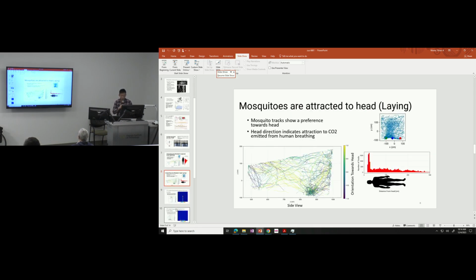Similarly, you can see that they are quite attracted to my head when we're laying down. You can see the tracks. It doesn't really show a clear silhouette of me laying down here, but you can see the number of mosquitoes at any point above my head is quite high. So, all that being said, mosquitoes really like to bite people, and I think we all know that.